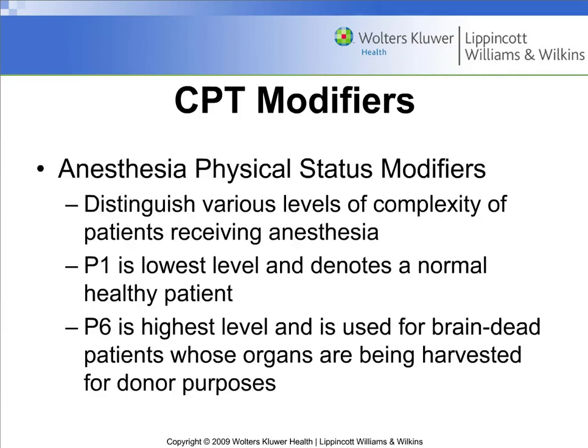Anesthesia physical status modifiers, these are your P1 through P6. They designate and distinguish the various levels of complexity of patients when receiving anesthesia. The anesthesiologist is the one that assigns this status. P1 is the lowest level and denotes a normal healthy patient, where P6 is the highest level and is used for brain dead patients whose organs are being harvested for donor purposes. Physical status modifiers are assigned always and are in the last position, if you will, of anesthesia codes.